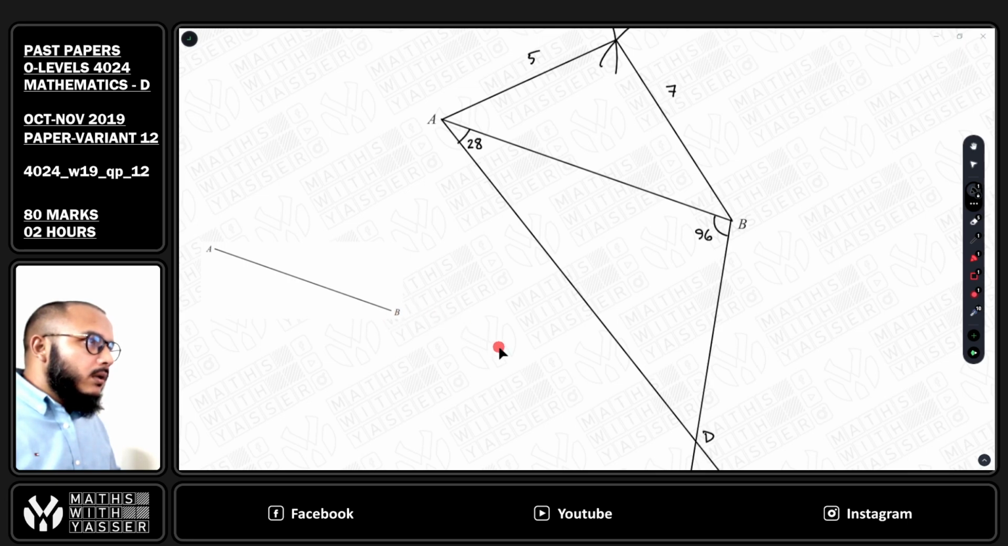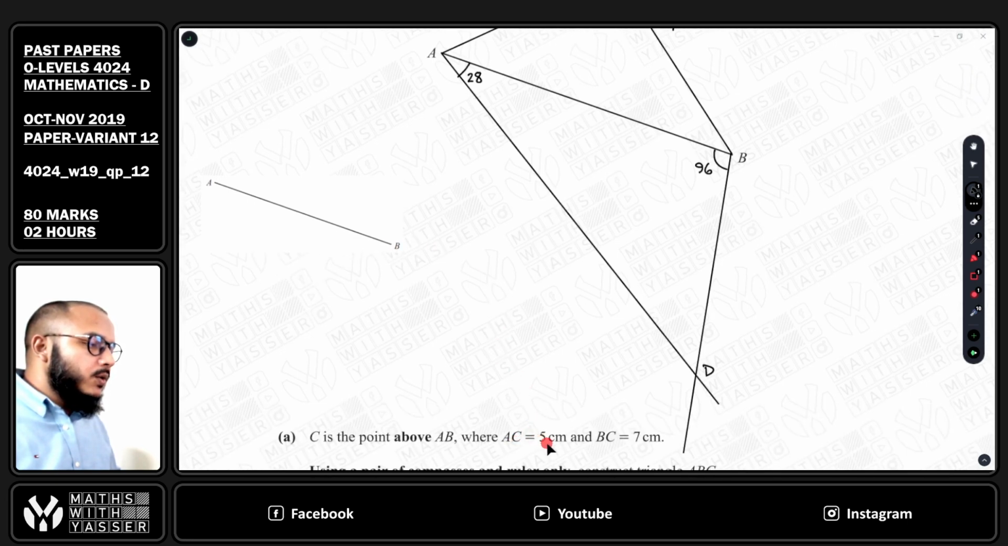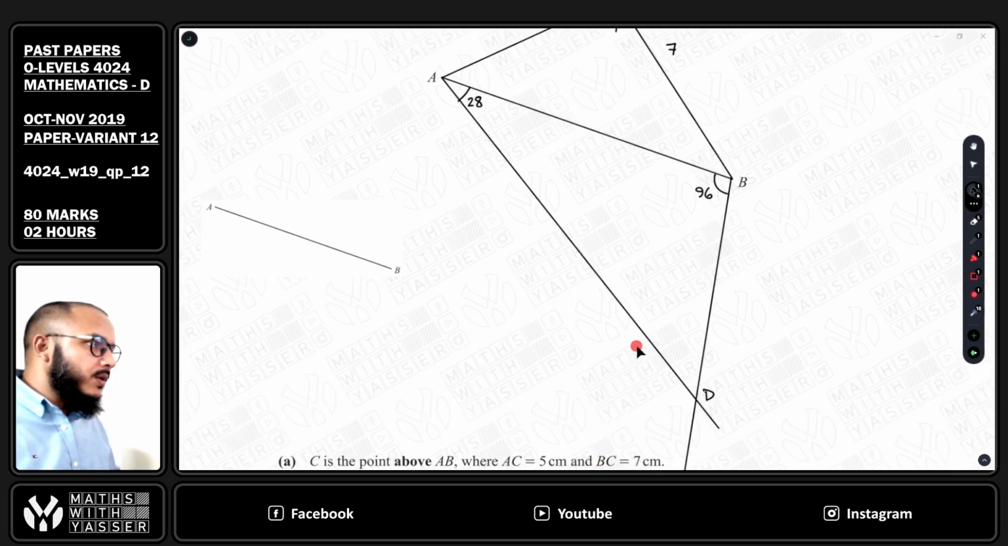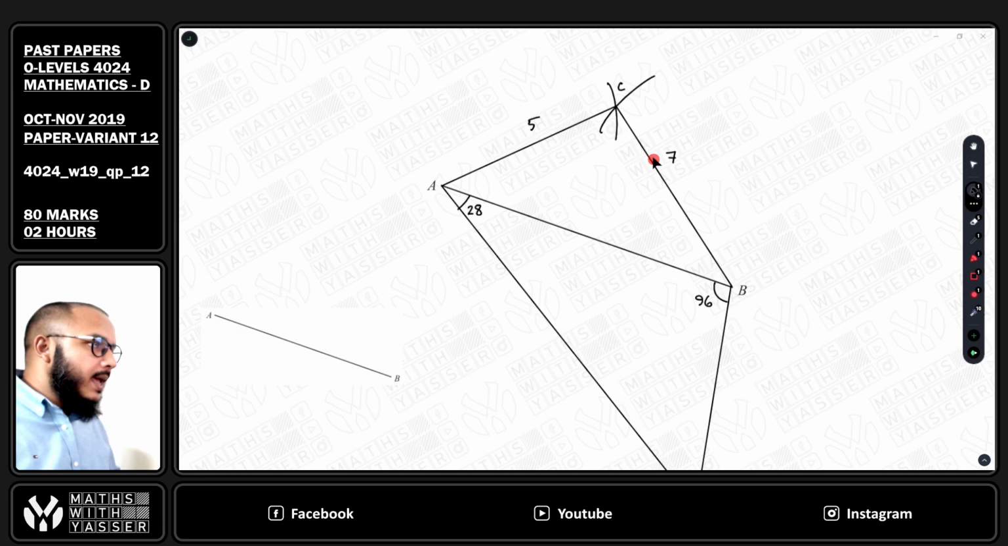So it said that AC is 5 cm. So you have to take the measurement and the compass must show 5 cm. Then you can draw an arc by placing the compass on the point A and drawing an arc over here, which will be of 5 cm length. Similarly, it says BC is 7 cm. So you need to place the compass over here and draw an arc with radius 7 cm. And where they intersect will be the point C.